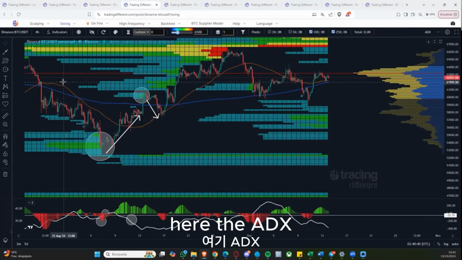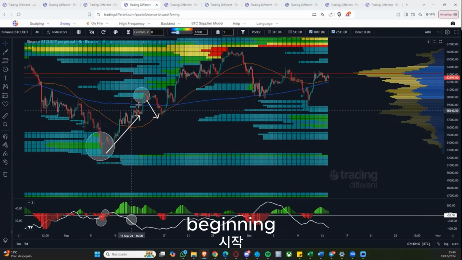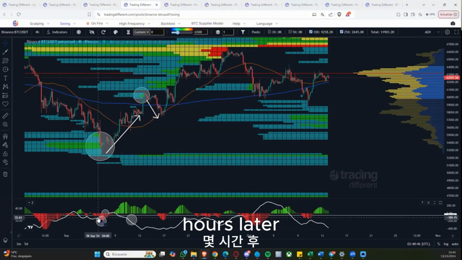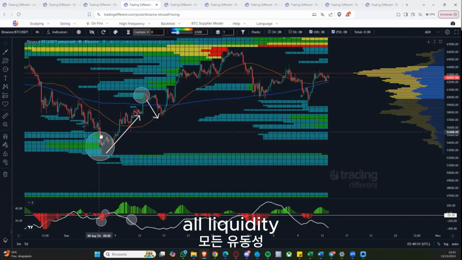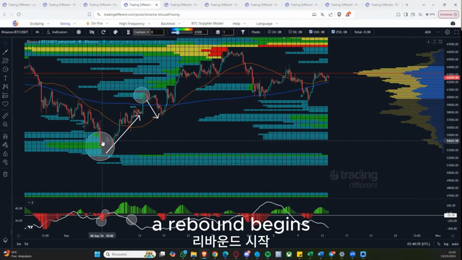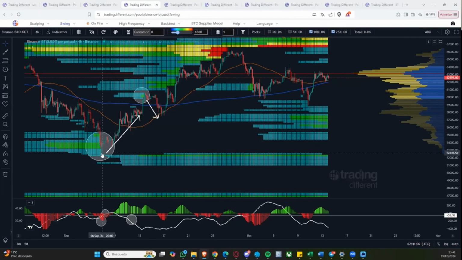Here, the ADX shows that the downward movement is beginning to lose strength. However, the price continues to drop hours later. After 2 additional 4-hour candles, the price continues in a bearish trend. The price seeks to absorb all liquidity, causing all long positions to lose. From there, a rebound begins. Despite the low strength, the price continues to rise.